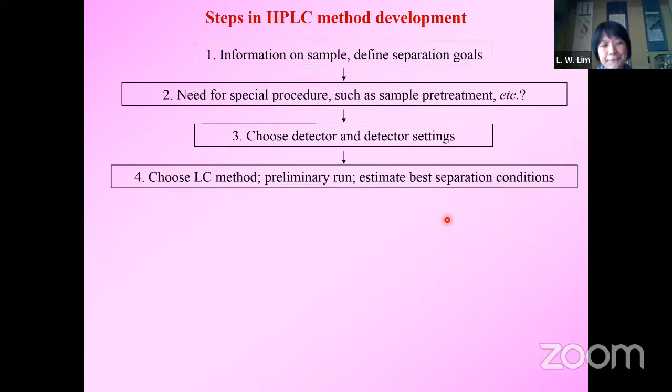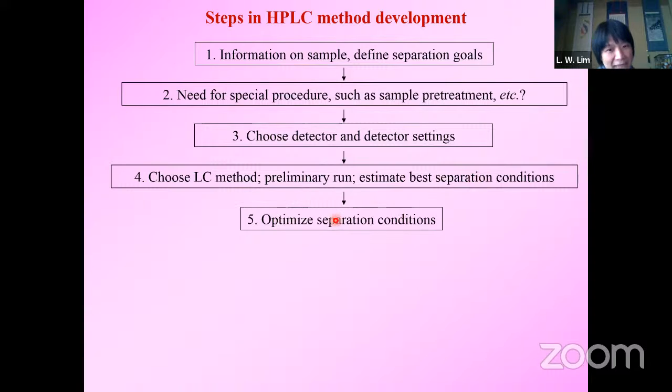So in order to know how to estimate, you need some experience. And in order to get the experience, you need to do a lot of reading. By reading and by looking at other separation conditions, you can guess what the estimated separation conditions are. Then after that, you have to optimize so that we can get the best separation in the shortest time. We do not want to waste time, but at the same time, we want to get a good separation.